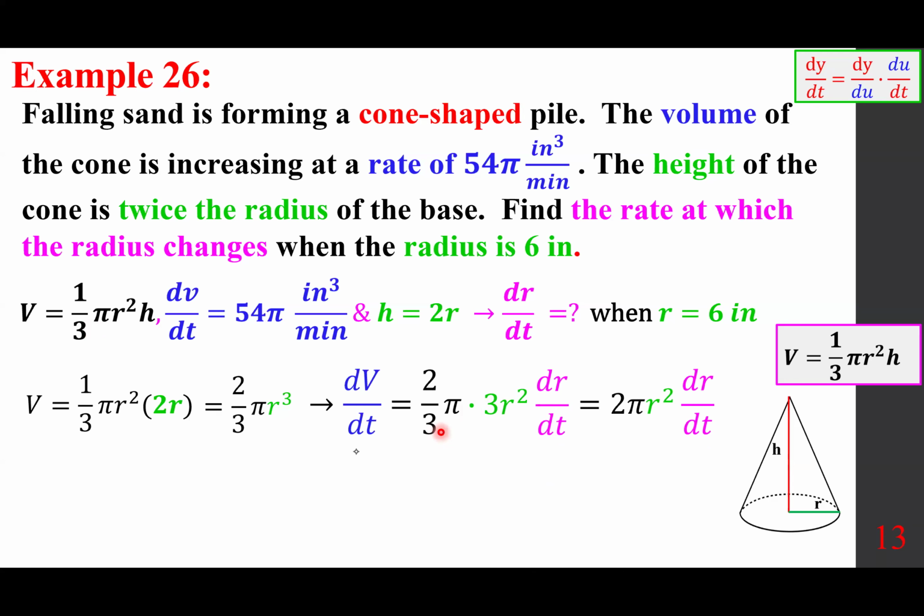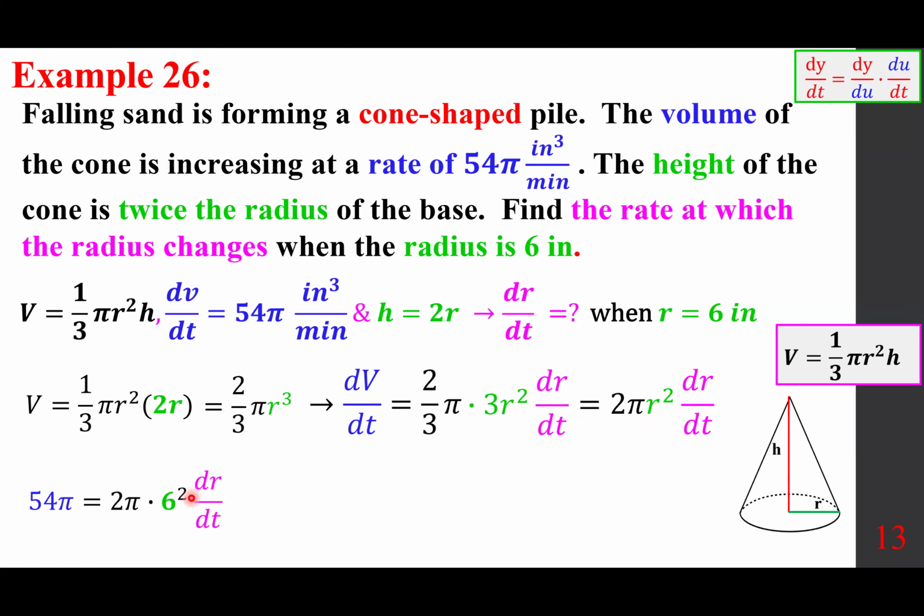So what is dV/dt? 54π. What is r? 6. What is dr/dt? That's what we are looking for. So you put everything in and find the missing one. Or you may say dr/dt is dV/dt divided by 2πr. So it doesn't matter. It works out the same way.